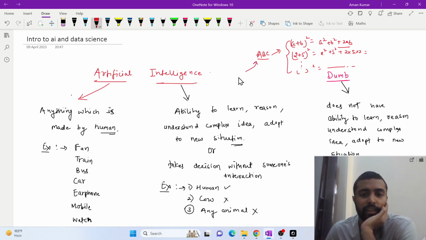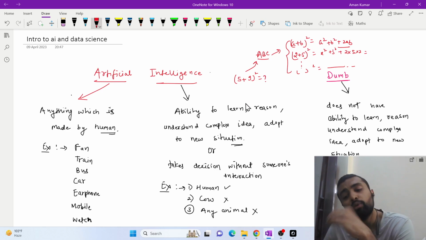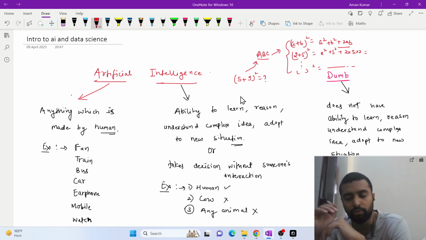You told ABC, hey, I have given many examples. Can you solve this problem, like (5+9)^2, what will be the value of this? And let's say ABC is not able to solve this problem. So what will you say?